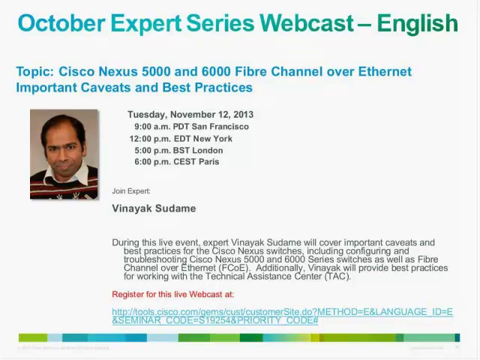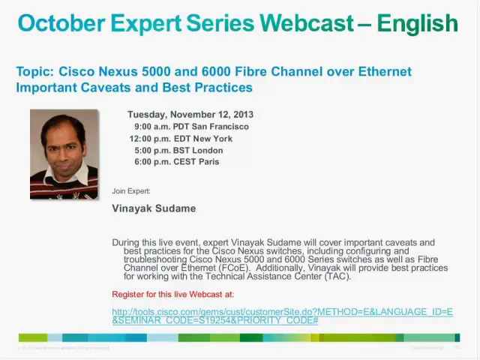There is another webcast in English. The topic is Cisco Nexus 5000 and 6000 Fibre Channel over Ethernet, Important Caveats and Best Practices. This will happen on Tuesday, November 12th, at 9 a.m. San Francisco time. The expert is Vinayak Sudame. The registration link is here, also on the Cisco Support Community Expert Corner. So feel free to register.